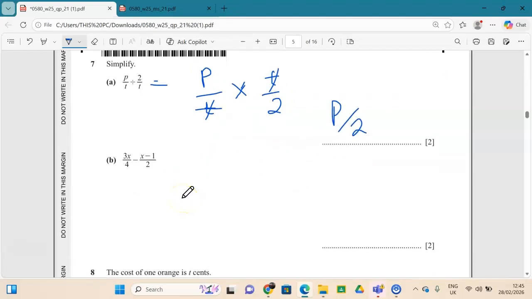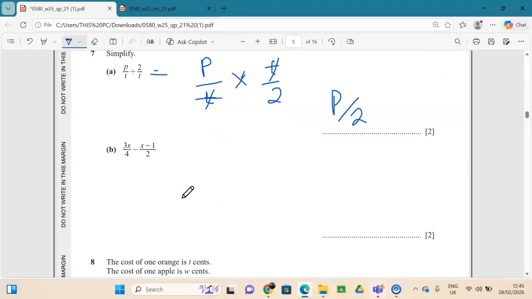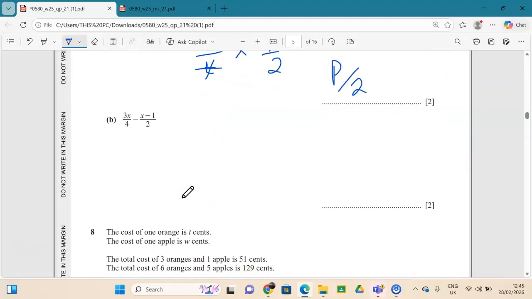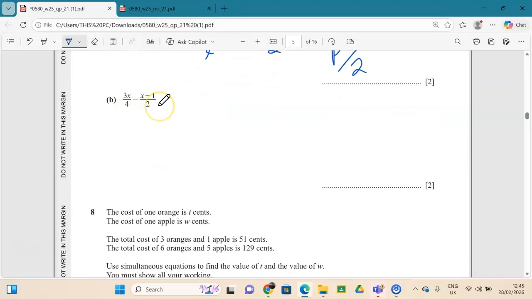Very easy. Now let's look at this. The question says simplify. To simplify means to write in the simplest form. So if I have this and this is 3x over 4 minus x minus 1 over 2, you can give it the common denominator. That will be the first thing you're going to do. So what is the common denominator? It's like the LCM. The LCM of 4 and 2 obviously is 4.